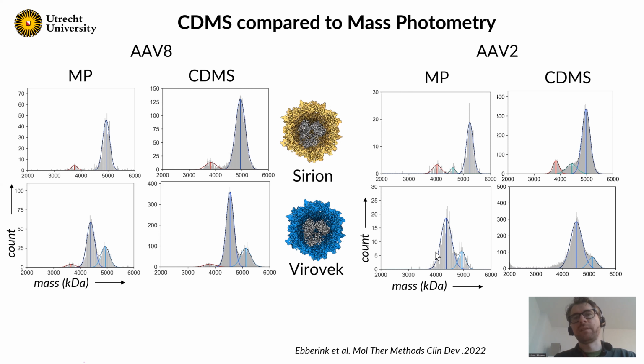And if we look at the ViroVec samples, we can again see in the CDMS that most of the particles contain just a single transgene, but also a small amount contains extra material. And with the mass photometry, we basically see the same image.